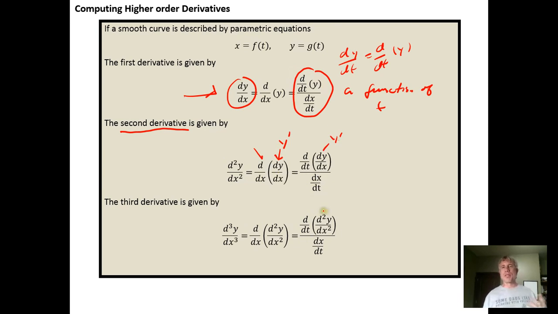So this principle just extends. We could do the nth derivative and it would work out the same way. If we had d^n y over dx^n, the nth derivative, then we would just take d dt of the previous derivative, d^(n-1) y over dx^(n-1), divided by dx dt. So we could extend this to the nth derivative, whatever derivative we want to take.